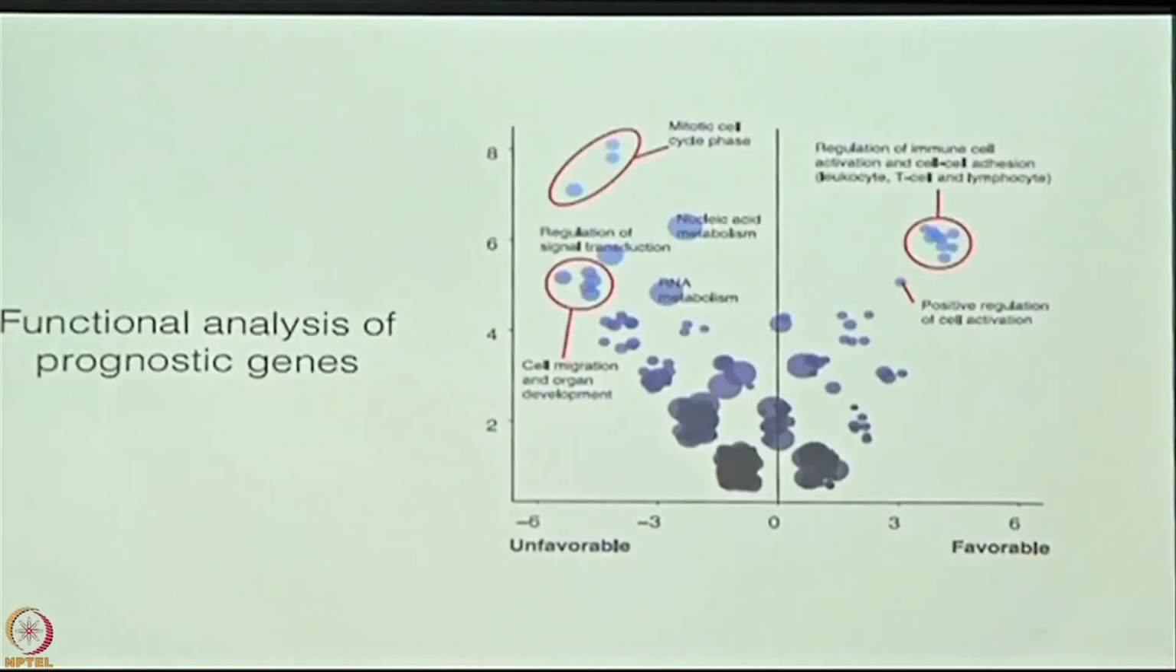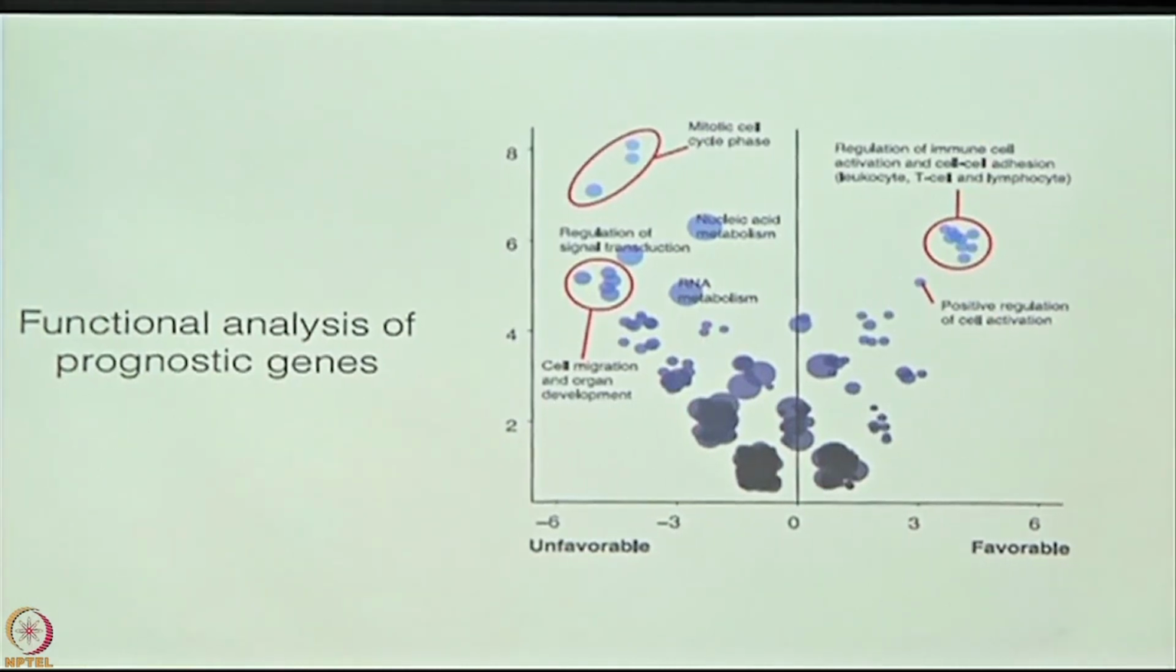Take a look at this chart. These are the unfavorable indicators, these are the favorable indicators. In the unfavorable indicators, the most impressive one was the mitotic cell cycle phase, which we know for a fact. We've seen that even before these tools were available, that tumors which are rapidly dividing will be an unfavorable indicator. So that much was proved. On the favorable side, it was mainly the regulation of immune cell activation.